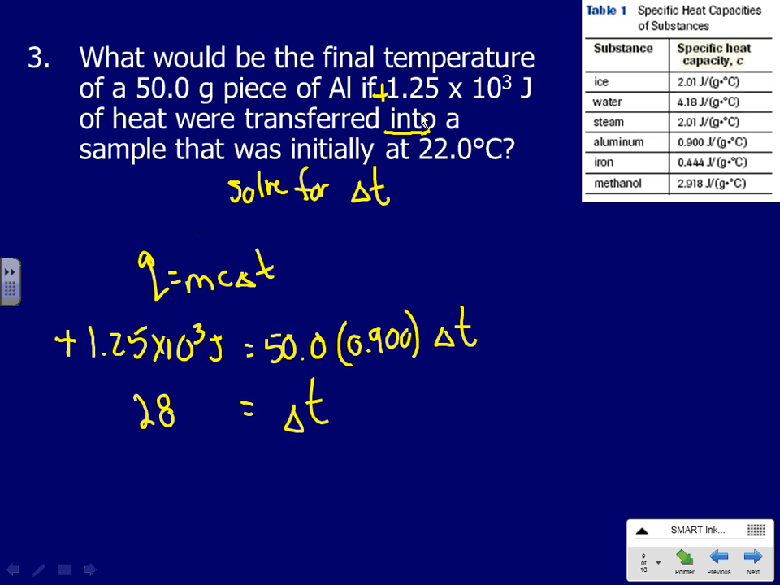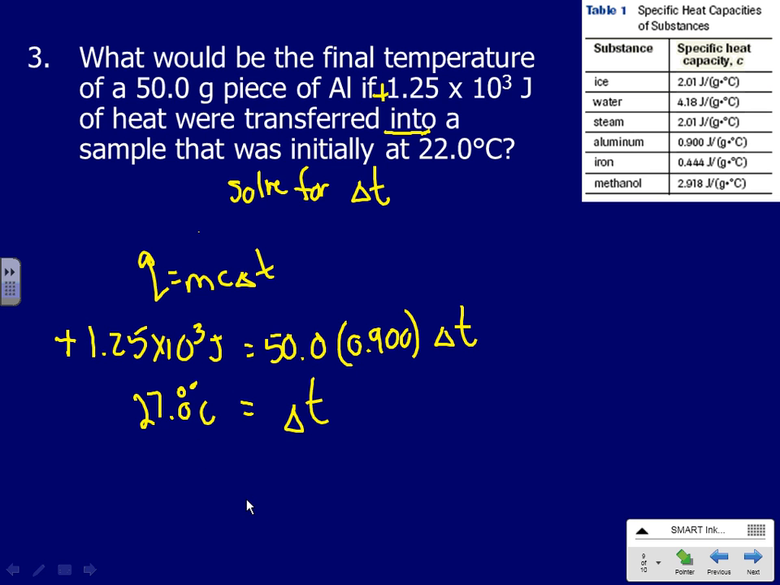What do you got, Ryan? 28. And actually, we got 3 significant digits going. 28.0? 27.8. We better keep our 3 significant digits. 27.8 degrees Celsius. Now that's the temperature change.